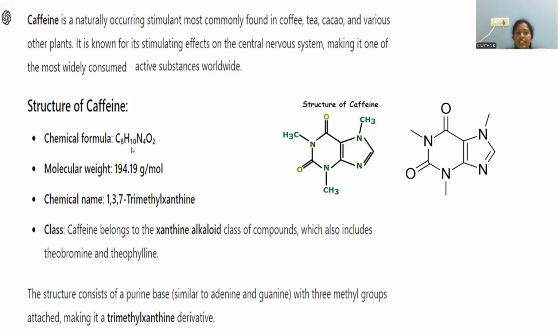The chemical formula is C8H10N4O2, right? So this is the empirical chemical formula for caffeine, and the molecular weight of caffeine is given as 194.19 grams per mole, right? So here, C8H10N4O2 is given like this.